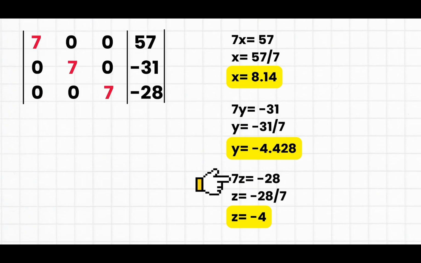7c equals minus 28. Dividing by 7 gives us an exact integer. c equals minus 4. This concludes the demonstration of Montante's method.